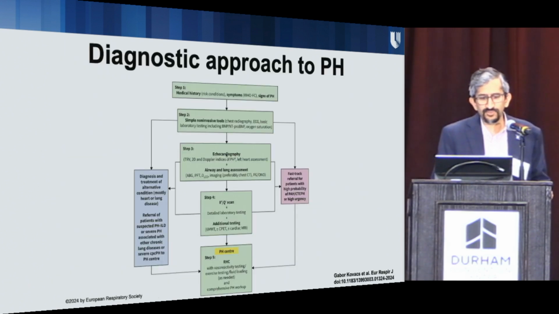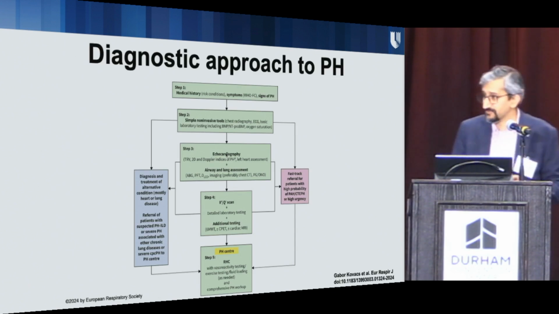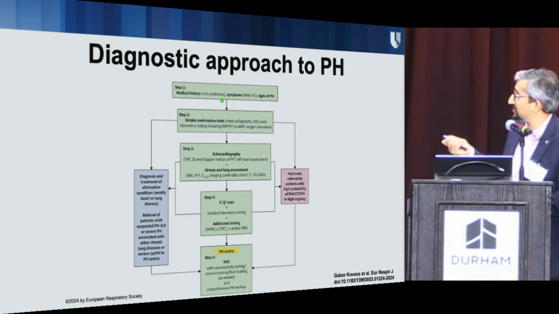Now, how do we diagnose our patients with PH? Well, of course, it relies on our medical history initially and symptoms when they present. And then most folks get simple non-invasive tests, right? They're going to get chest X-rays, ECG, some lab tests, especially BNP or NT-proBNP. And the most important test really for screening for PH is echocardiography.